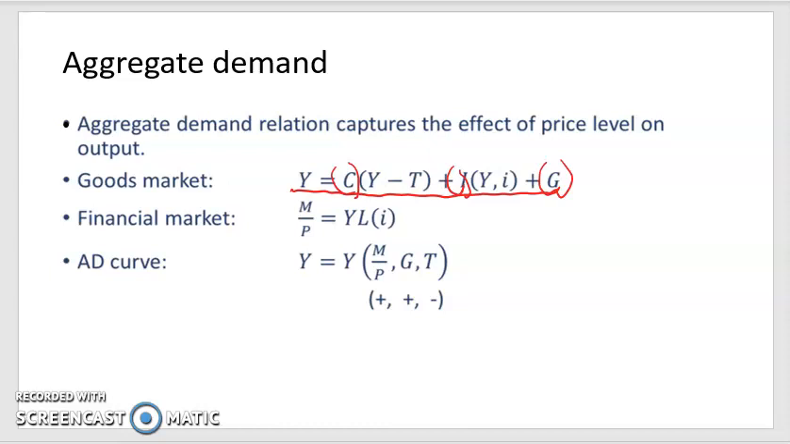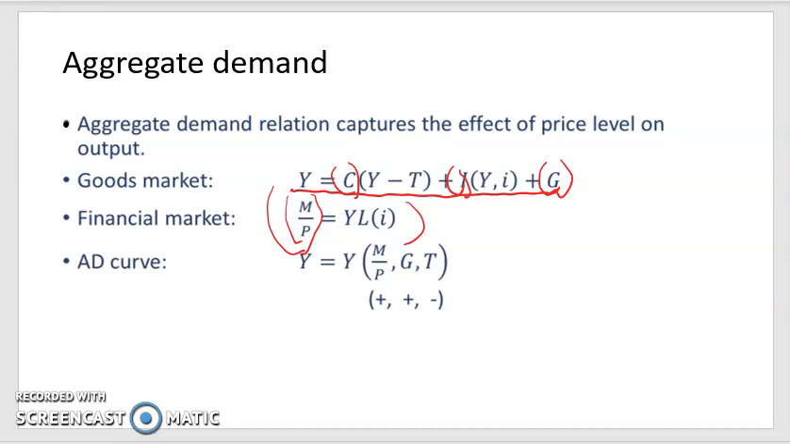We also derived the equilibrium in the financial market. Equilibrium in the financial market requires that the supply of money be equal to the demand for money. That relationship was given by this equation, where M over P gave us the real money stock. Using these two relations, we can develop an aggregate demand relation.